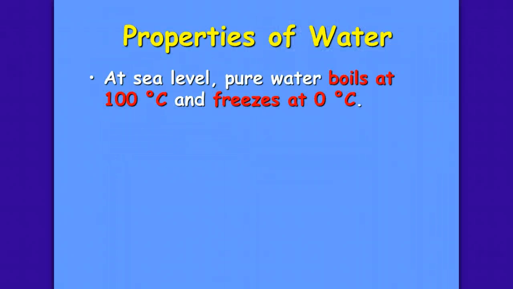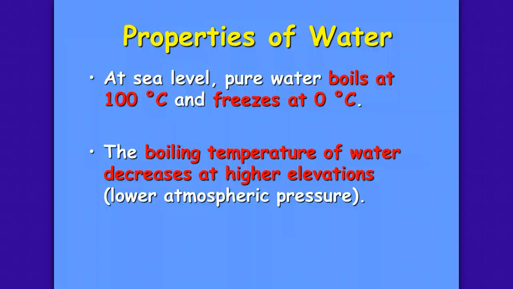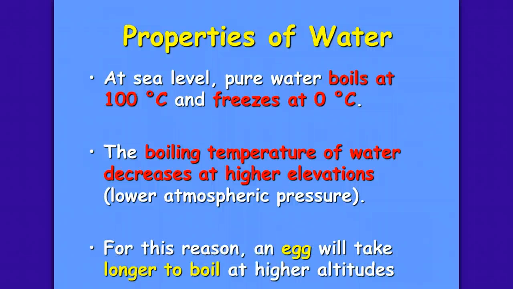Well, at sea level, pure water boils at 100 degrees Celsius and freezes at 0 degrees Celsius. Now, I'm sure that wasn't anything new for you, but the boiling temperature of water decreases at higher elevations because of the lower atmospheric pressure. For this reason, an egg will take longer to boil at higher altitudes, in case you ever decide to move to Colorado.